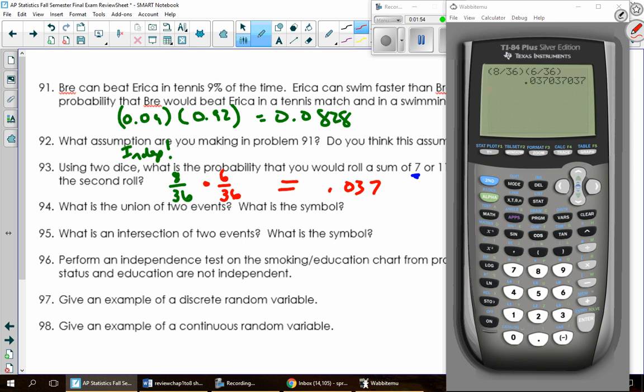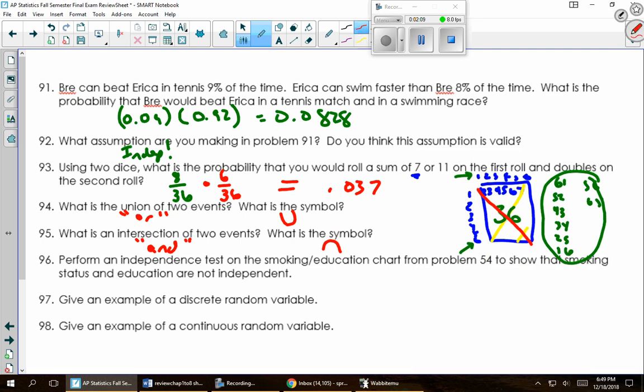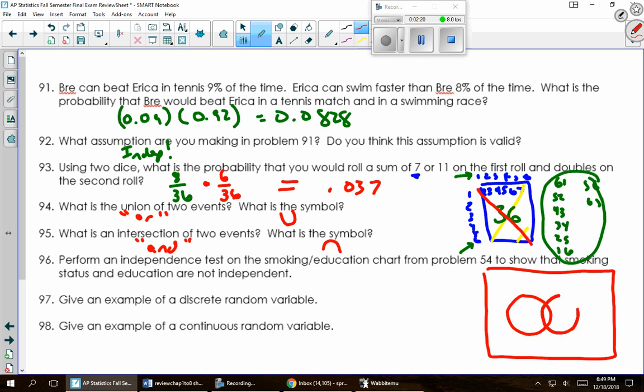What's the union of 2 events? That's this symbol, whereas the intersection is this. So sometimes we call the union the or, and the intersection the and. If you were thinking about it in terms of a Venn diagram, I'll draw this down here, I guess. This region here is and. That's that part. And then this region here is the or. That's that part. So or is what I call the MasterCard region, and and is that little sliver in the middle. I'll come back to number 96.